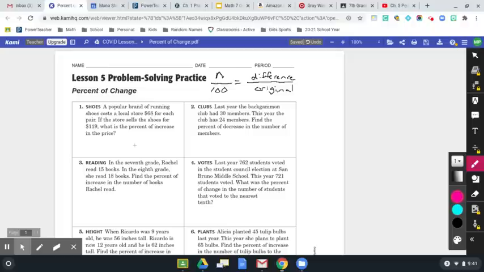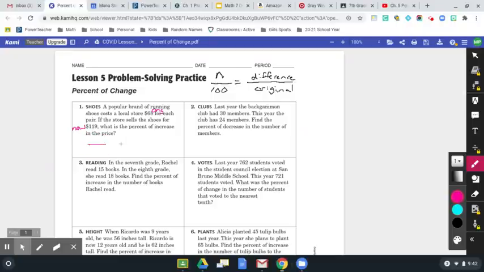It says a popular brand of running shoe costs a local store $68 for each pair. If the store sells the shoes for $119, what is the percent of increase in the price? So it's already telling you it's going to be an increase, meaning that you have this $68 originally, and the store is selling them for $119. So this is your original, and this is your new.